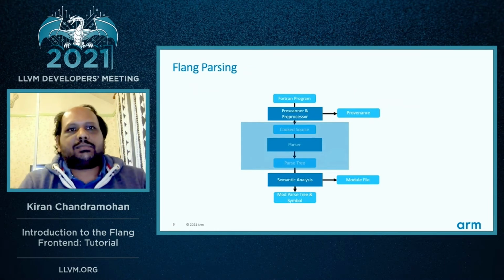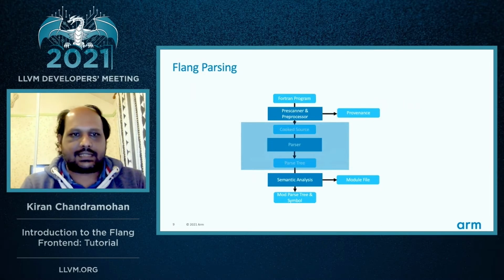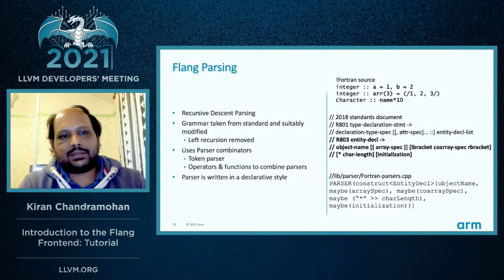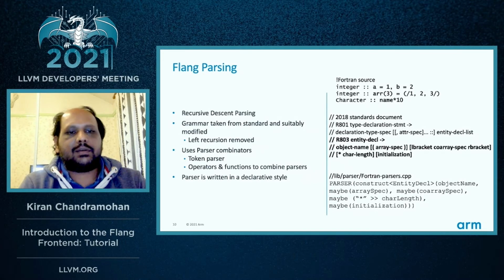So the stage after the pre-processing is the parsing stage. So that's what we get on to next. In Flang, we have a recursive descent parser. The grammar is taken from the standard and suitably modified. Left recursion is removed. And Flang uses parser combinators to implement parsing. There are a lot of token parsers which parse various tokens. Then there are operations and functions to combine these parsers to parse more complicated things. The parser is written in a declarative style.